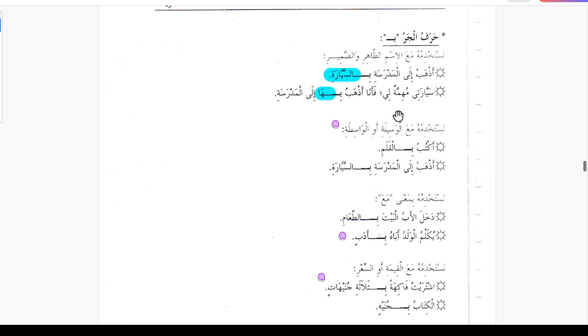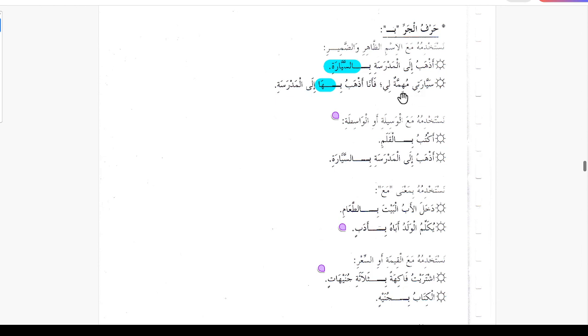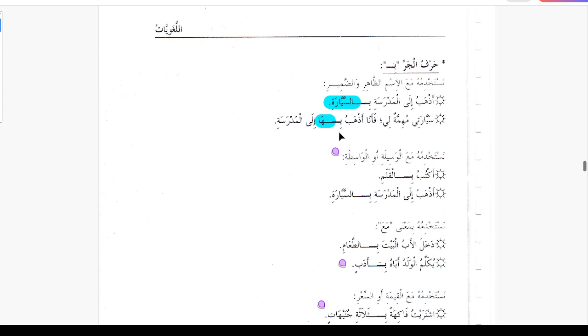And then in the next example, sayyarati muhimmatun li, my car is important for me. Ana azhabu biha ilal madrasati, I go by it to the school. So now ba is used with the pronoun ha, which is the damir.